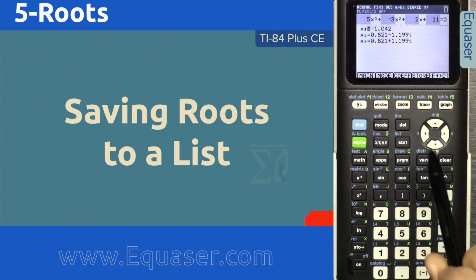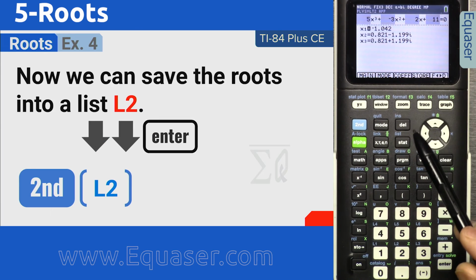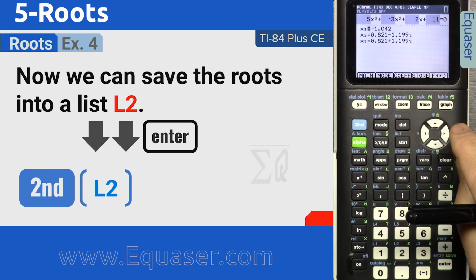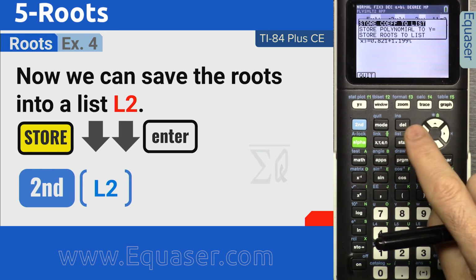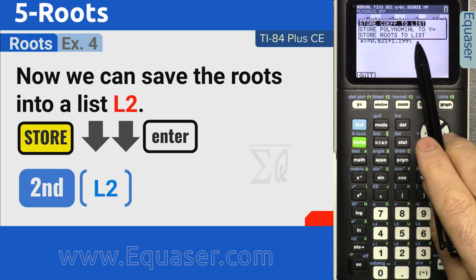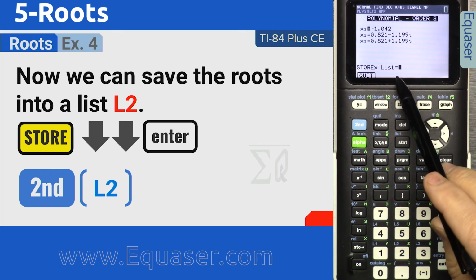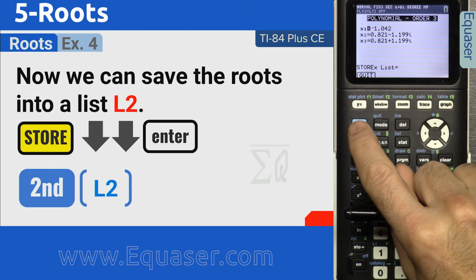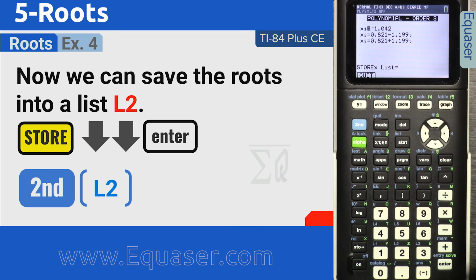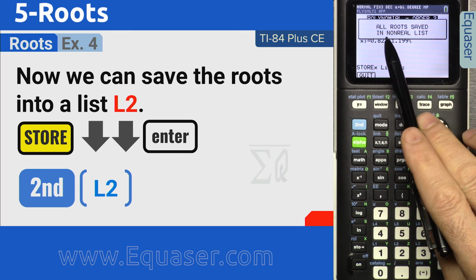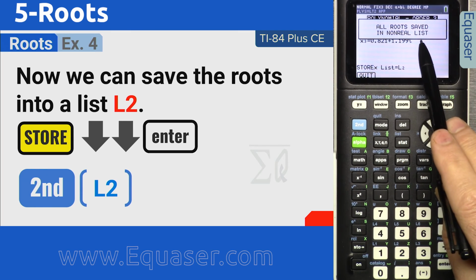Now let's see how we can save roots to a list. This time we are moving from here to a list. In this case, we want to do it in list 2. So press store, and then roots to list. Go once, twice, and then enter. It says which list. Press second function, and then L2 this time, and enter. Now it says all roots saved in non-real list, which means it is imaginary.